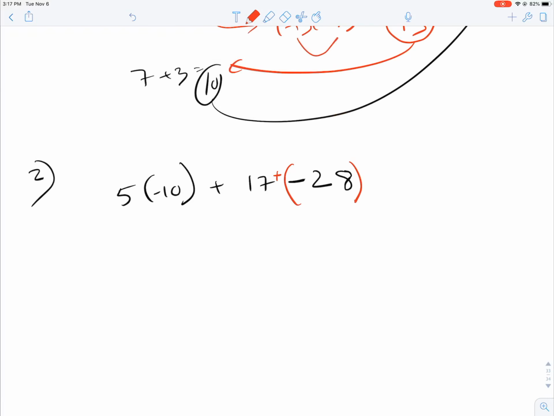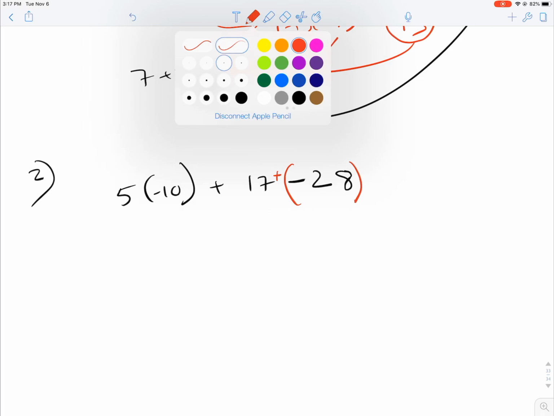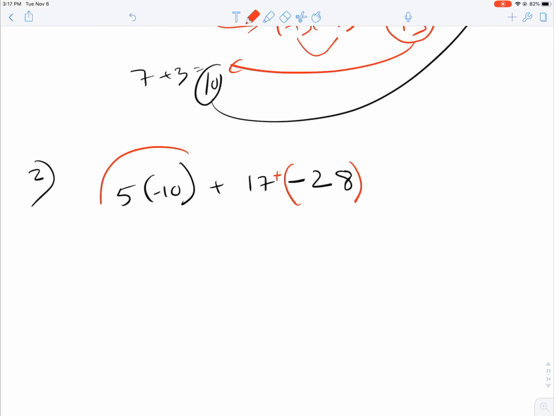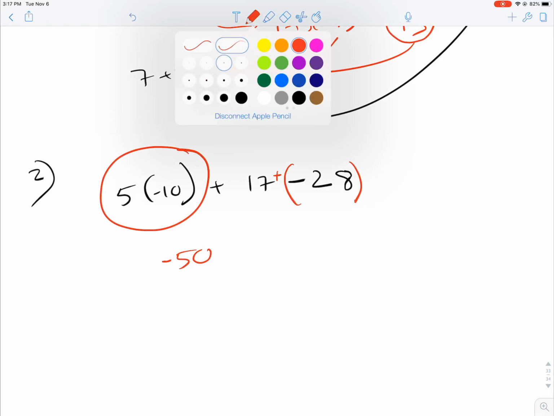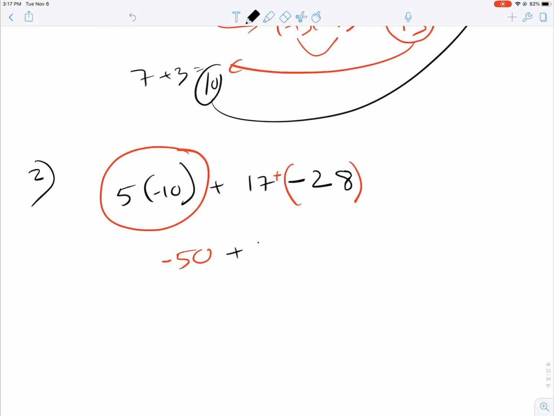All right, so let's rewrite the whole thing and simplify. We know that 5 times -10 gives us -50. The rest we just bring down: plus 17 plus -28.